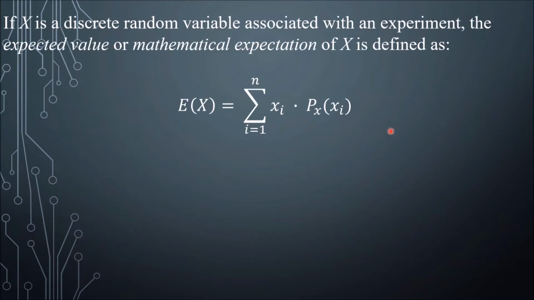If X is a discrete random variable associated with an experiment, the expected value, or in other words, mathematical expectation of random variable X, is defined as this formula.